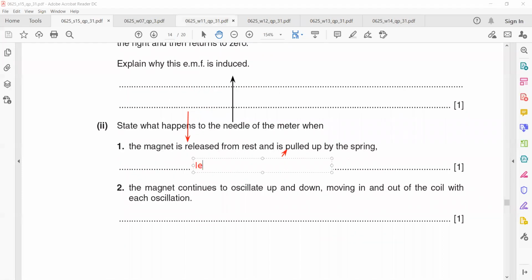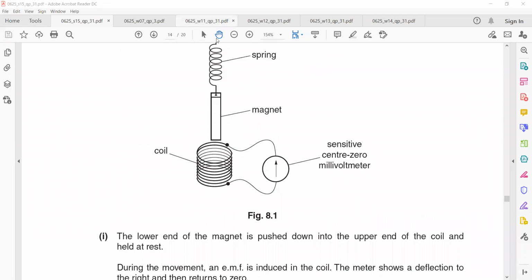In short, I am writing only left, but you will write the full answer. Now the magnet continues to oscillate. Oscillate means vibrate. The magnet continues to oscillate up and down, in and out of the coil. What will we observe on the meter? Continuously the magnet is moving up and down. What will we see on the meter?